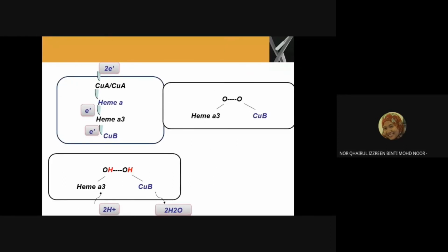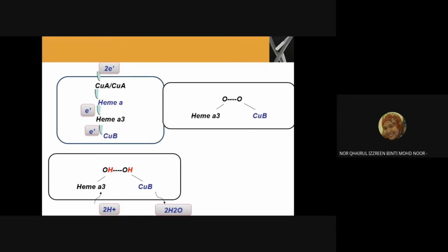So let's see what happened here. This is complex 4. What's inside complex 4? We have copper A, or cuprum A. The electrons from cytochrome C are accepted, as complex 4 accepts 2 electrons. These 2 electrons are passed to copper A, and then to heme a. From heme a, one electron is accepted by heme a3, and one electron is accepted by cuprum B, copper B. Although it accepts 2 electrons, only one is accepted by a3 and one by cuprum B.